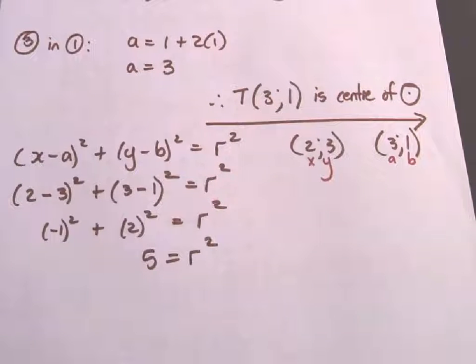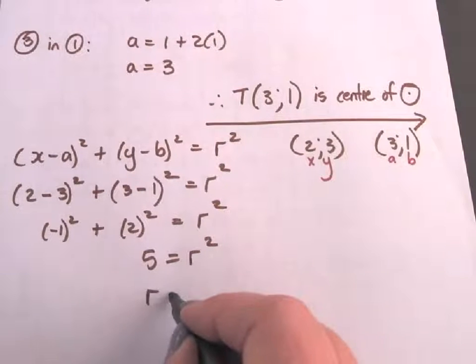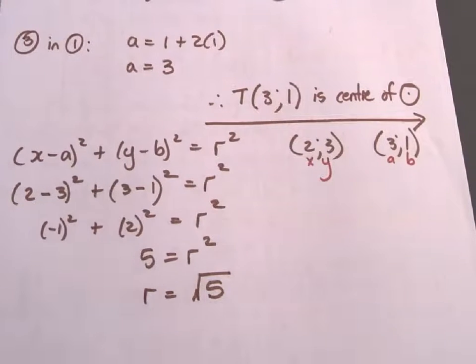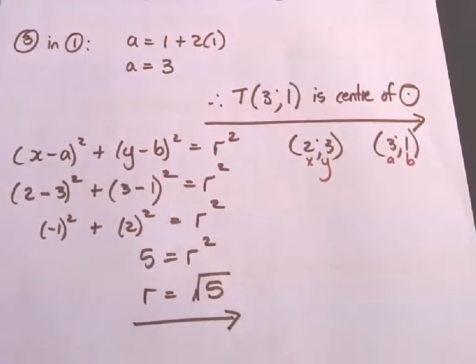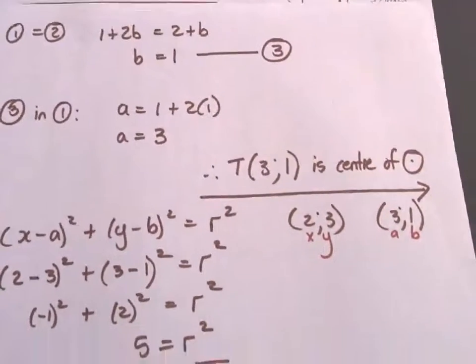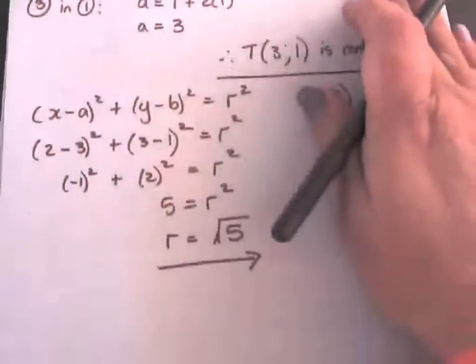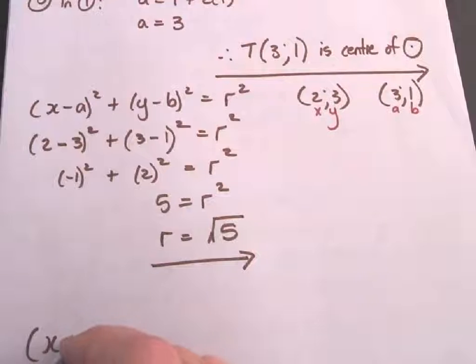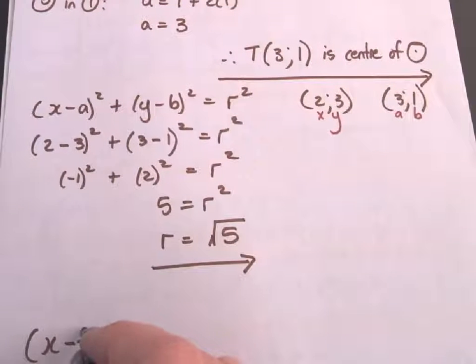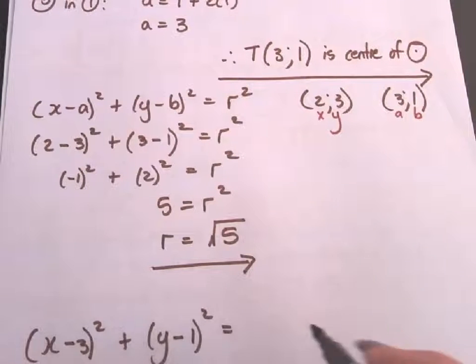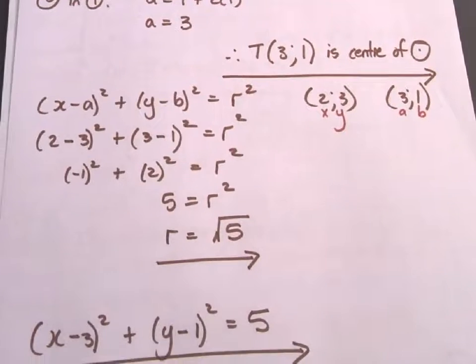What will r be? R will be the square root of 5. I don't have to write plus or minus because the radius is always positive. So there I have my radius. The third thing that I want is the equation of the circle. (x minus 3) squared plus (y minus 1) squared equals r squared, which is 5. And there is my equation.